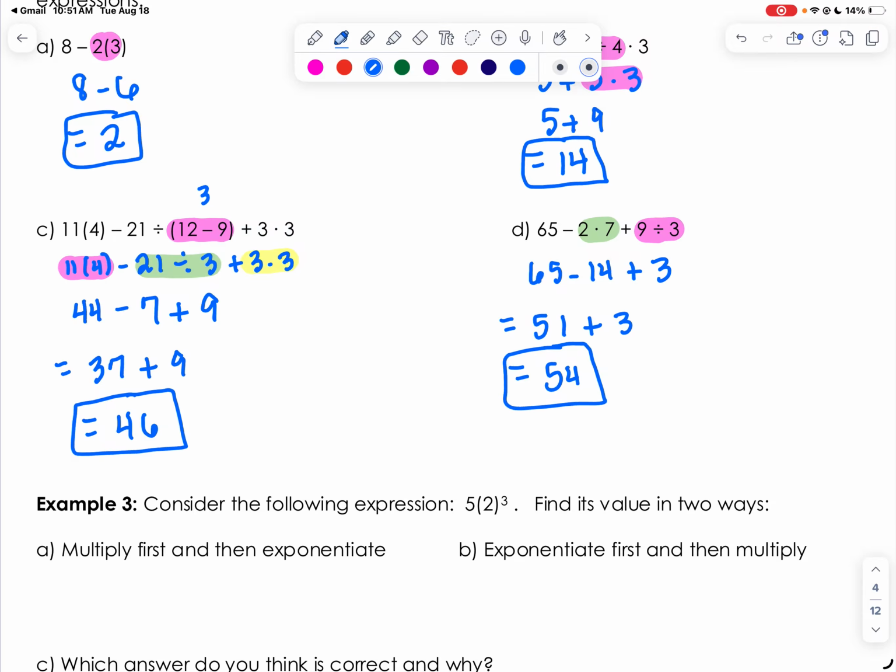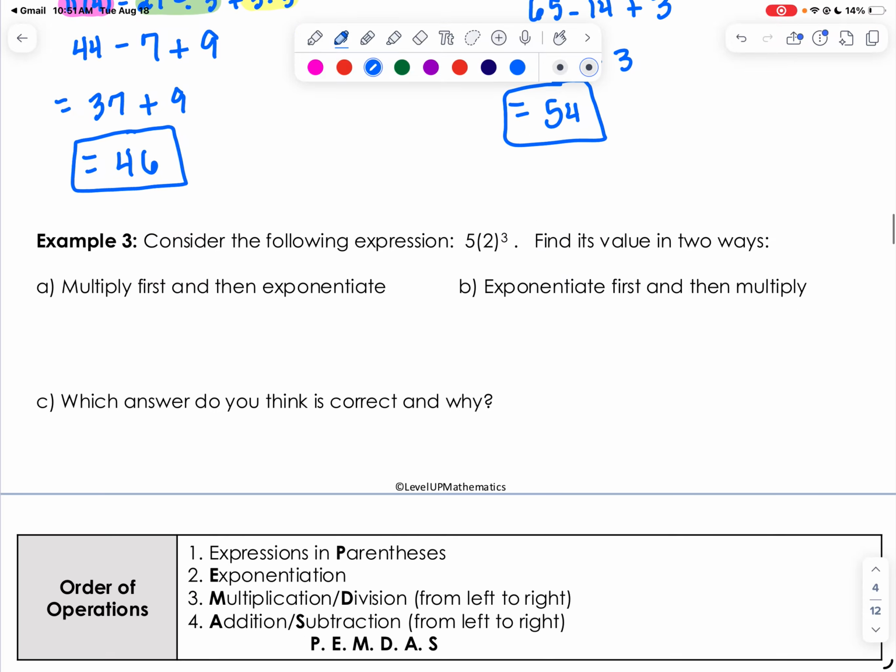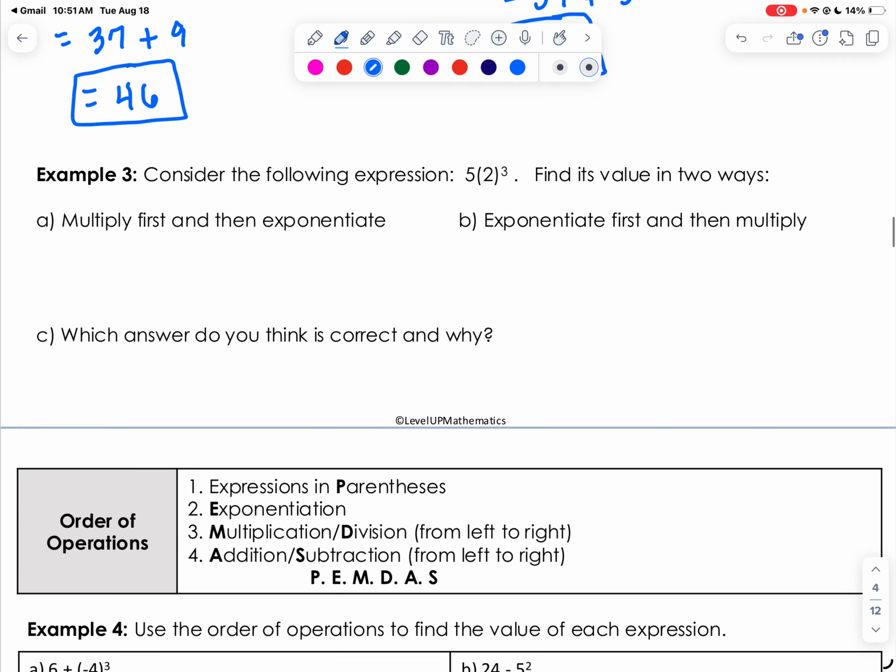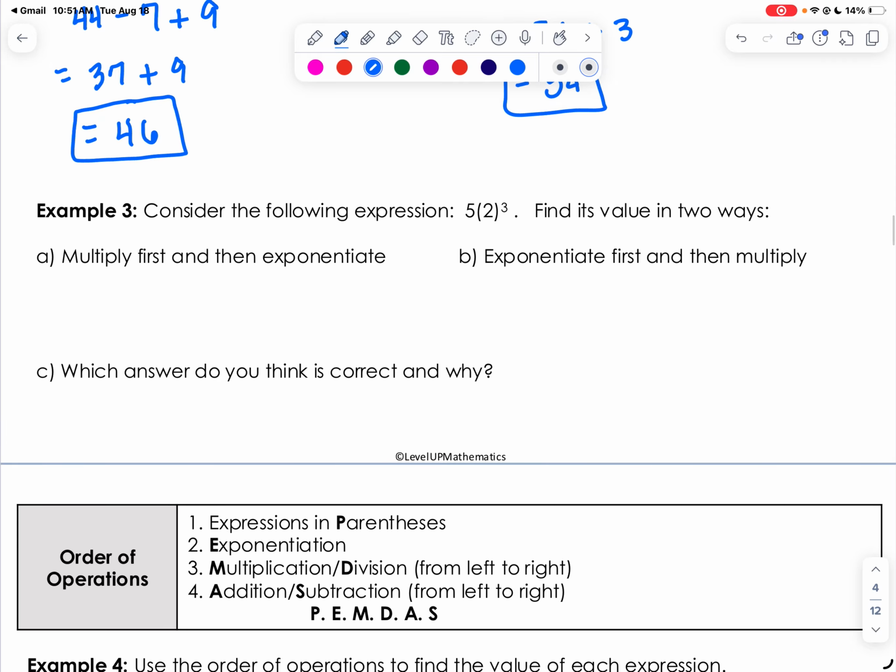All right, in our next example, we're going to talk about exponents. So consider the following expression, 5 times 2 cubed. Find its value in two ways. In part A, they want you to multiply first and then exponentiate. So let's look at that. If we were to multiply first, we would have 5 times 2 is 10. Then we would take 10 to the third power, which would give us 1,000.